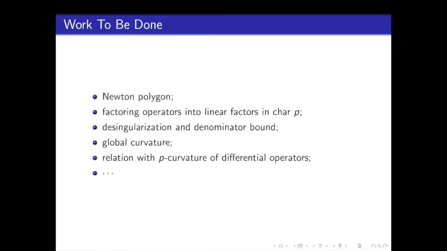Okay, and about desingularization, I believe that the fact that p-curvature is a multiple of the operator, if we replace lambda by tau to the p, might be a tool to prove the desingularization in the general case. And also, at some point, we might want to look into the relations with p-curvatures of differential operators. So for differential operators, we can also define p-curvatures in a similar way.